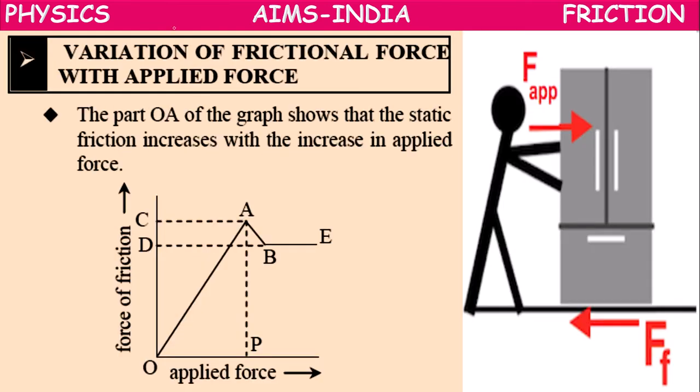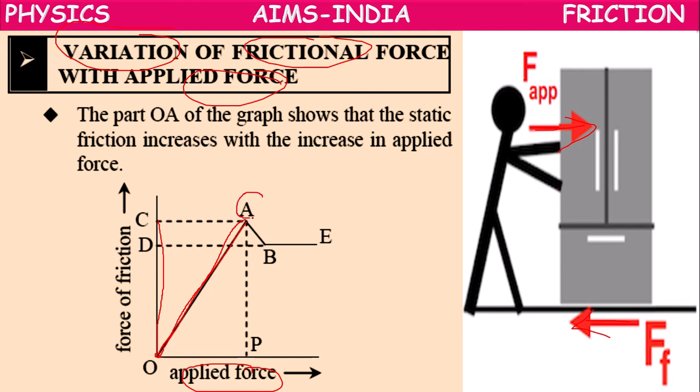Next one: variation of frictional force with applied force. We are applying force, so what happens to the frictional force? At first the body will be at rest. So we have to apply force, and we have to go on increasing the force. The frictional force also goes on increasing up to the point of movement.